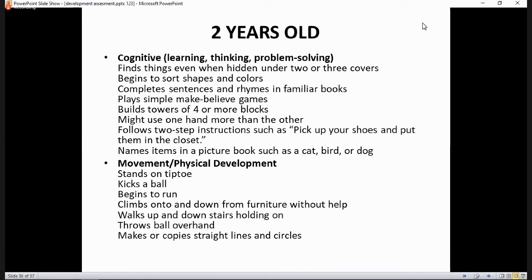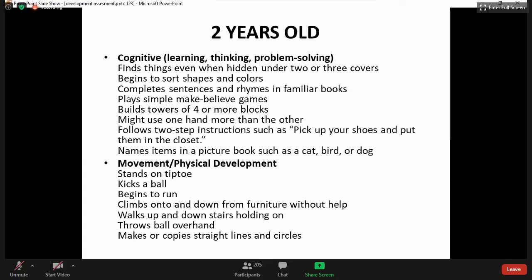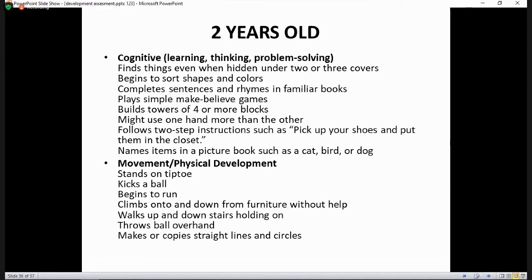They can name items in pictures such as cat, bird, dog, elephant. They can pick up your shoes and put them in the closet. In the movement, they stand on tiptoe, kick a ball, begin to run, climb onto and down from furniture without help, walk up and down stairs holding on, throw a ball overhand, and make or copy straight lines and circles.